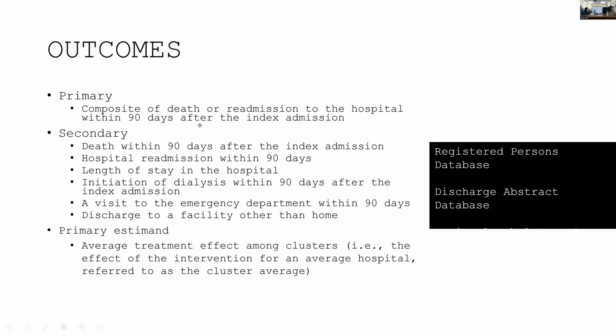So the outcomes they looked at were, as I said, composite of death or readmission to the hospital within 90 days after the index admission. The secondary outcomes were death within 90 days after the index admission, hospital readmission within 90 days. What was the length of stay in the hospital? Did the patient require initiation of dialysis? Was there a visit to the emergency department within 90 days? Or at discharge, whether the patient discharged to a facility other than home? And the estimate was actually at the level of cluster, not the individual level.